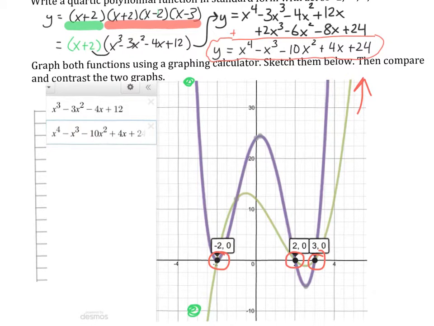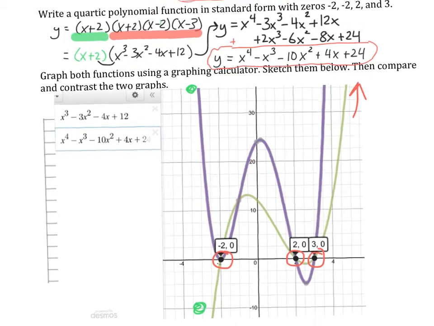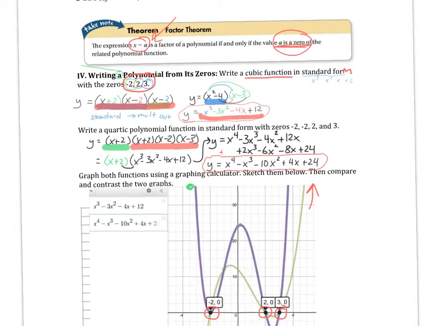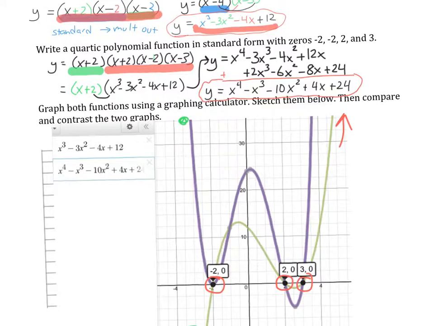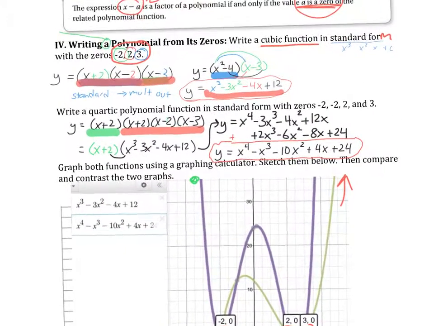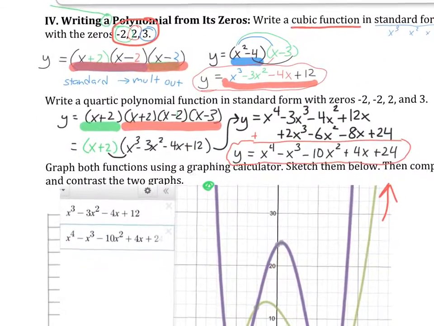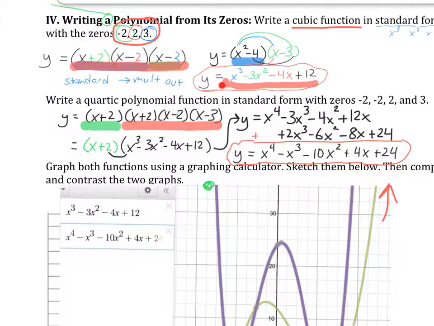All right, so now what we've just finished up is that we have spent some time writing polynomials from its zeros. Once we know the zeros, we can plug them into the factors and expand it out.